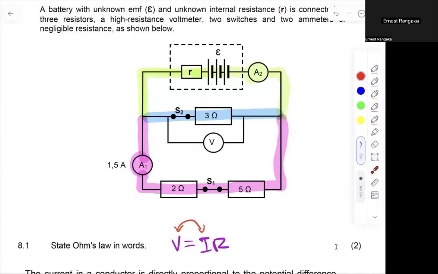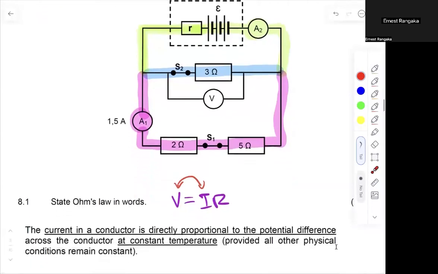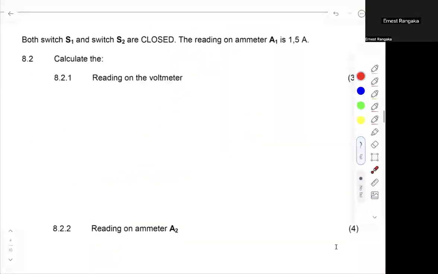So I've got enough information there to work out the voltmeter reading, or the voltage of that branch, because it'll be the same as the voltage reading here. So let me use that second branch of A1 to work that out. So again, V is equal to IR. Let's quickly jump straight into that one.